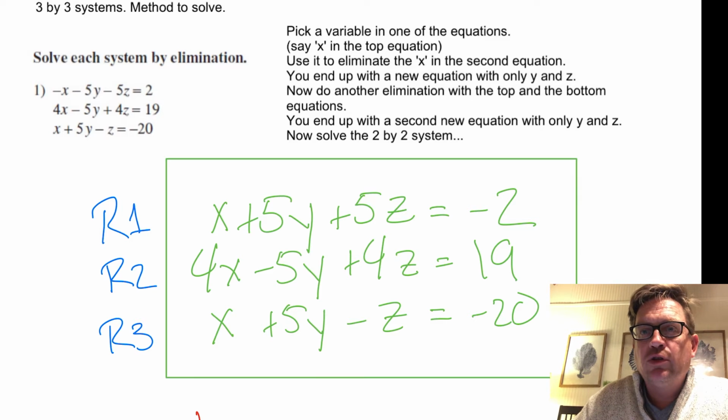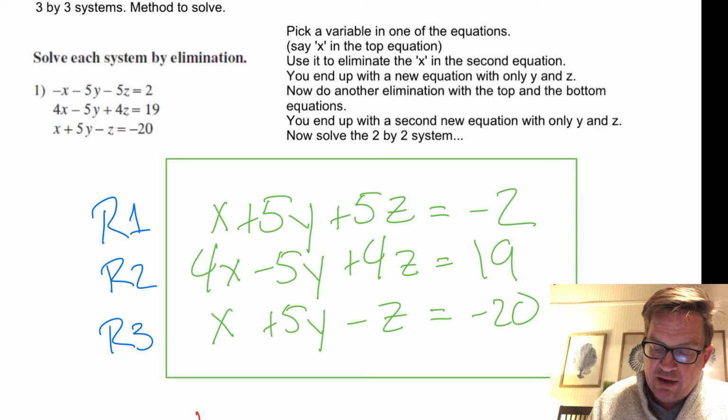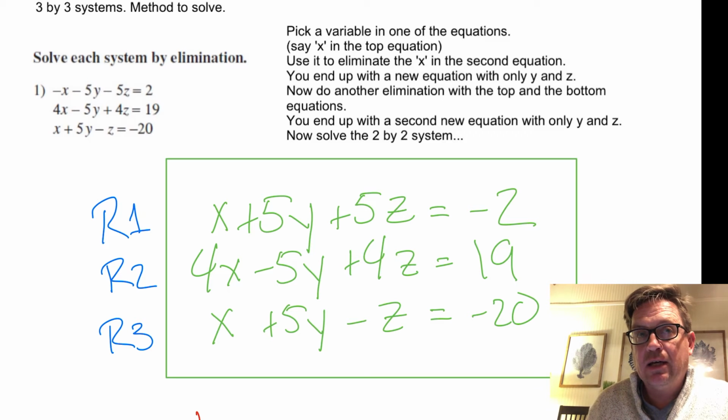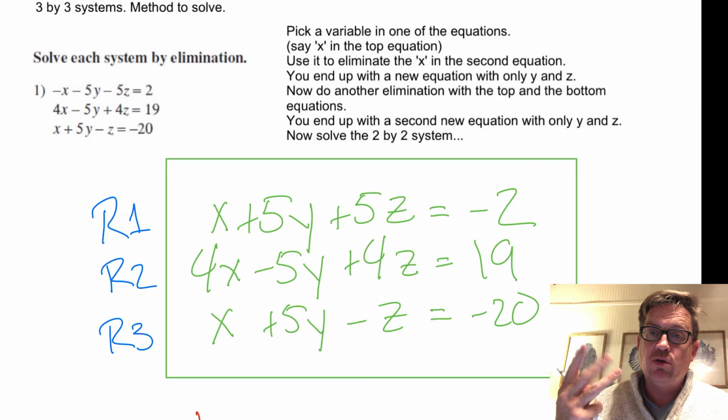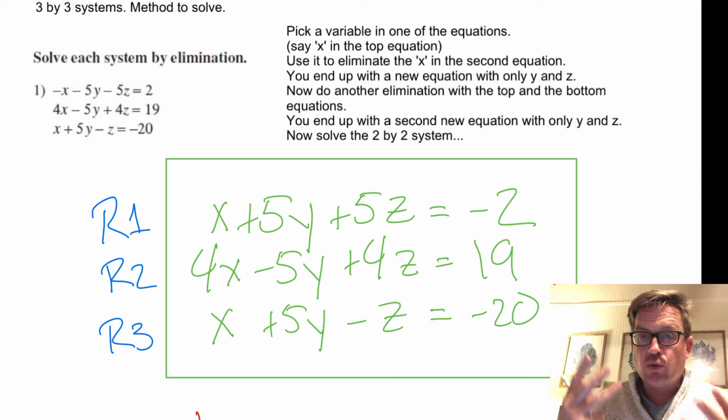You can, however, do linear systems of equations with three variables. And so if we have an equation with x and y and z, if you need three variables, you're going to need three facts to be able to solve for those. So we're going to have three equations in three variables in this case.